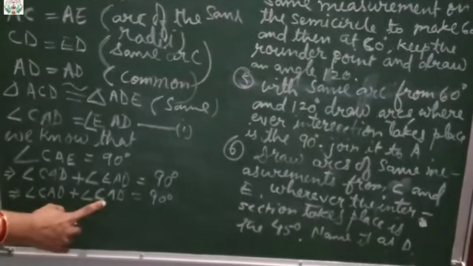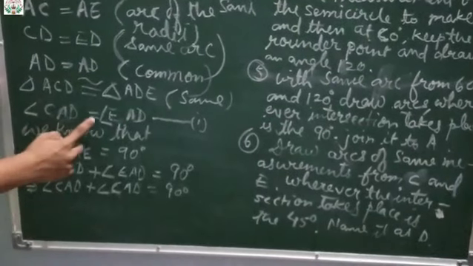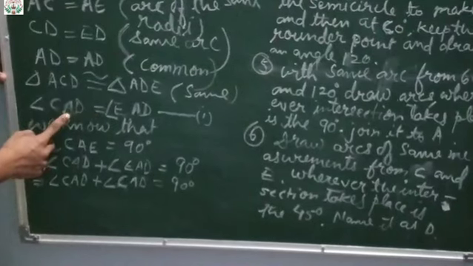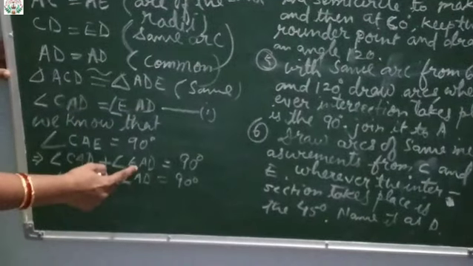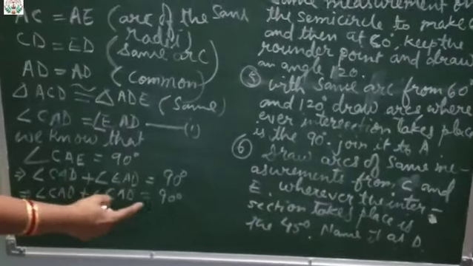Why we have done this, you know? Because in equation 1 we can see that angle CAD is equal to angle EAD, which means this angle is equal to this. So in place of this angle, I can write this angle, right? Because both are equal to 90.